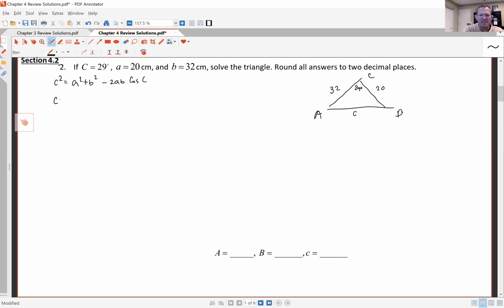Remember, we're finding C, so all we're going to do is take the square root of all that stuff: A squared plus B squared minus 2 times A times B times the cosine of 29 degrees. You put all that in your calculator and you end up with 17.44954942. That's side C, and we're rounding to 2 decimal places, so we'll round that to 17.45 for now.